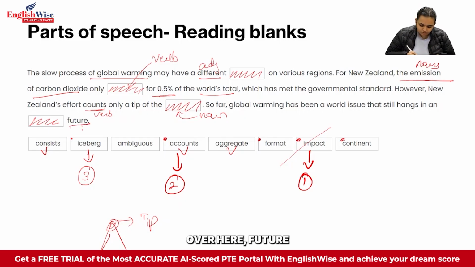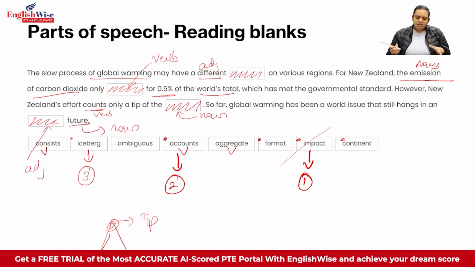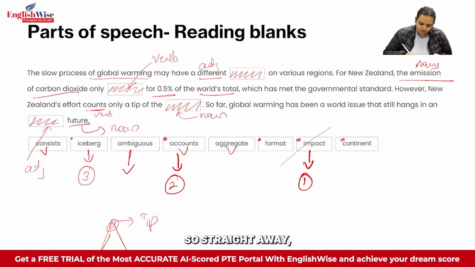But you see, guys, over here, future is a noun. So that means we need an adjective in this case. Okay. Let us look at the adjectives we have over here, guys. The only adjective we have over here is ambiguous. So straight away, this will be my 4th answer.